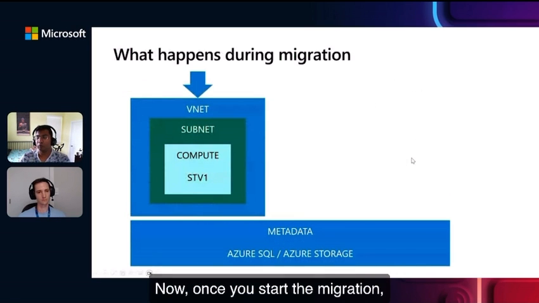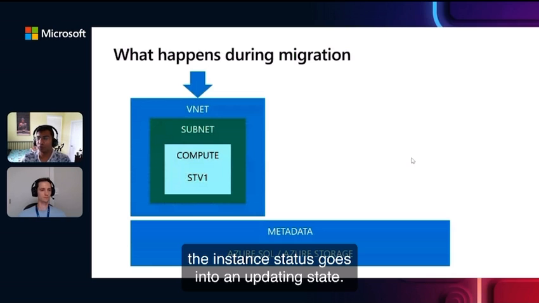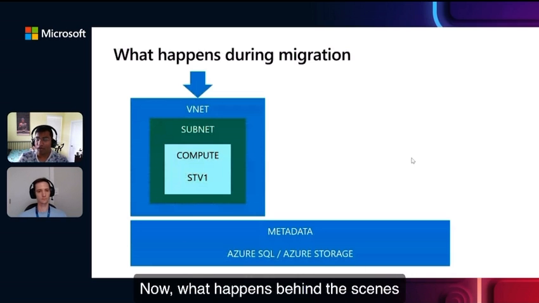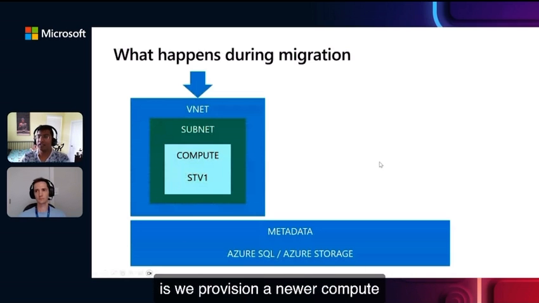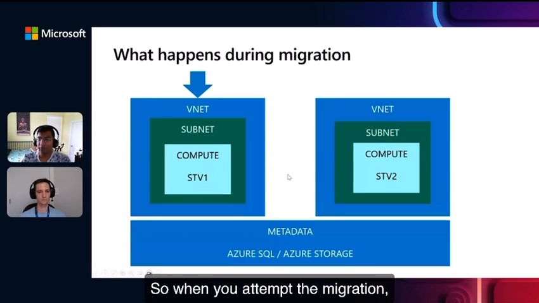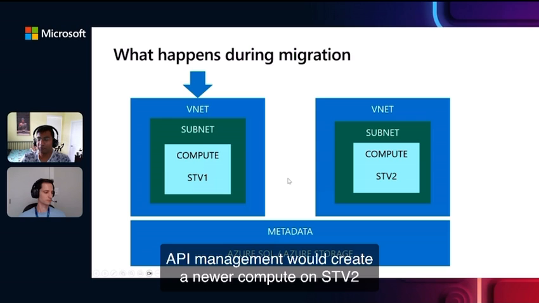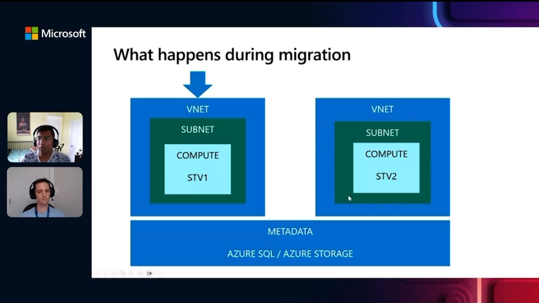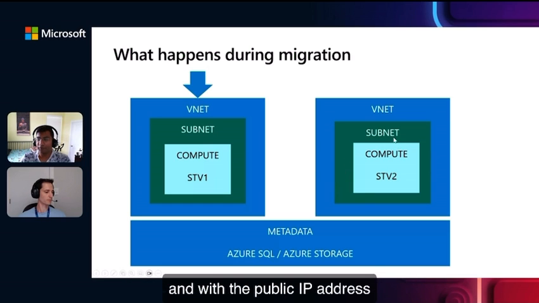Now, once you start the migration, we've talked about at the beginning that the instance status goes into an updating state. What happens behind the scenes is we provision a newer compute with the STV2 platform version parallelly to your older compute. So when you attempt the migration, API management would create a newer compute on STV2 within the subnet that you have provided and with the public IP address that you have provided to it.